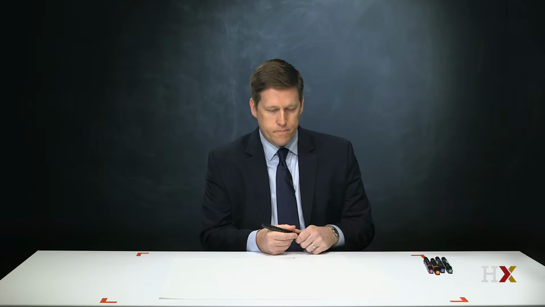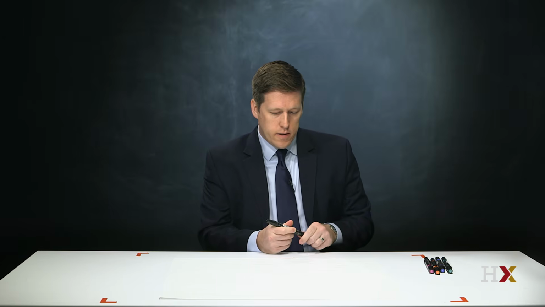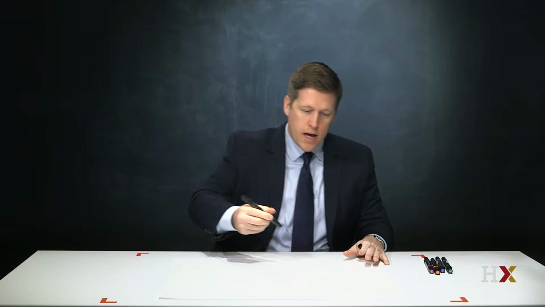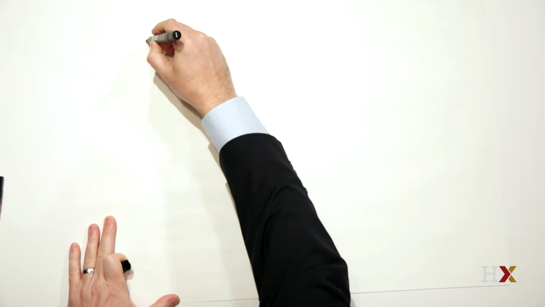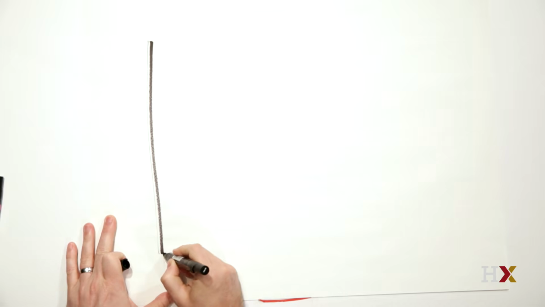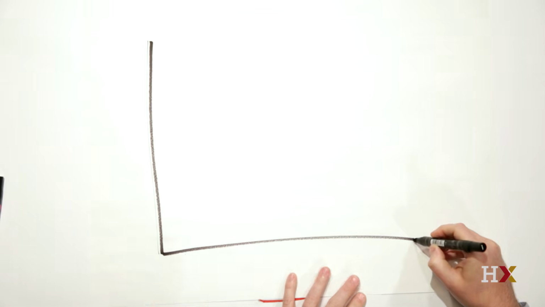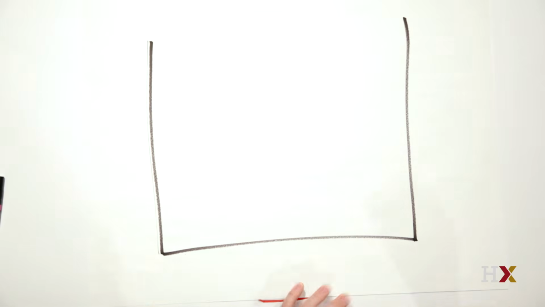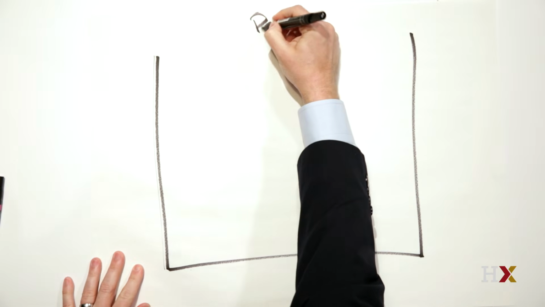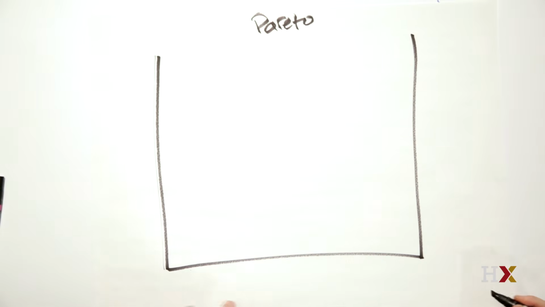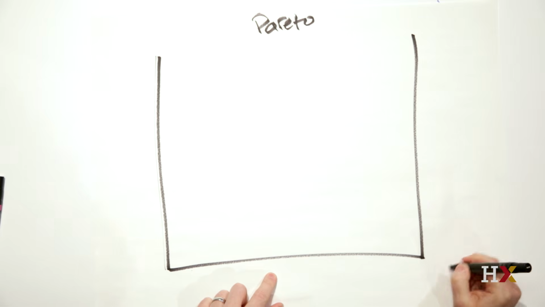A Pareto chart is both a bar and a line chart. So we're going to draw this up, and it has two axes. So there's the y-axis on the left-hand side, we've got our x-axis, and then we've got another y-axis on the right-hand side. On the right-hand side is the percentage in which something occurs.